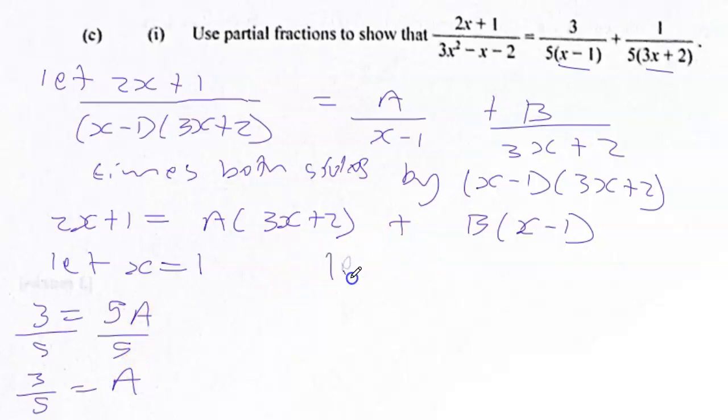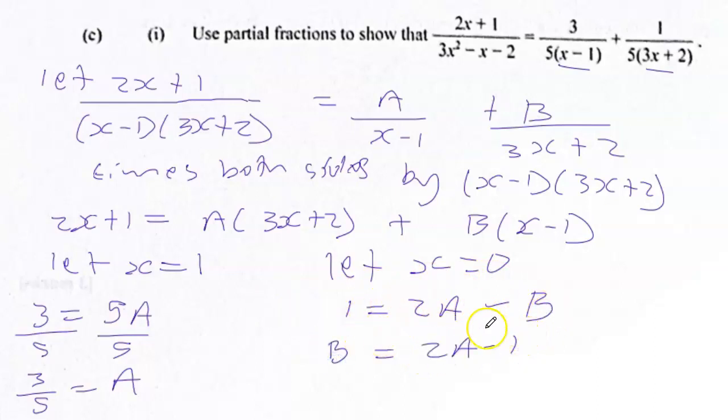Next, we can let x be 0. It doesn't matter what x is, it won't affect the answer. Let x be 0, so 2 times 0 plus 1, that's 1. If x is 0, this bracket here will be 3 times 0 plus 2, so it's just 2A. And this will be negative 1 times B, so that's negative 1B. So we are solving for B, so we can switch the B over here to become positive B, bring over the 1, equal to 2A minus 1.